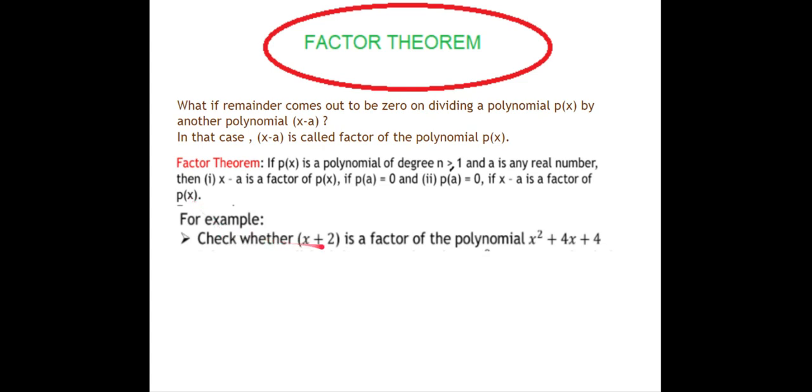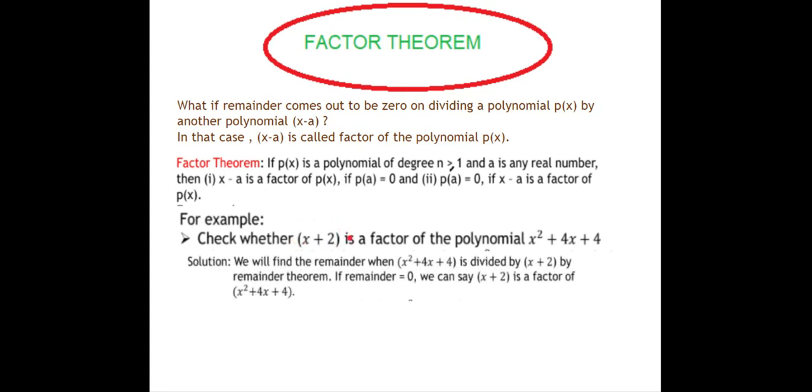Check whether x plus 2 is a factor of this polynomial. In this question, we need not actually apply long division on both these polynomials. We can simply take out the remainder obtained on dividing both these polynomials by the remainder theorem. How do you take out the remainder? You first will take out the 0 of this divisor by equating it to 0. When we find out the 0, that happens to be minus 2.